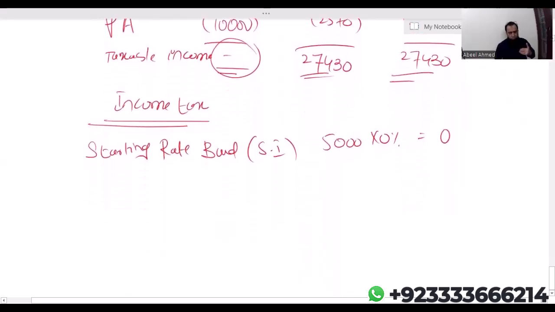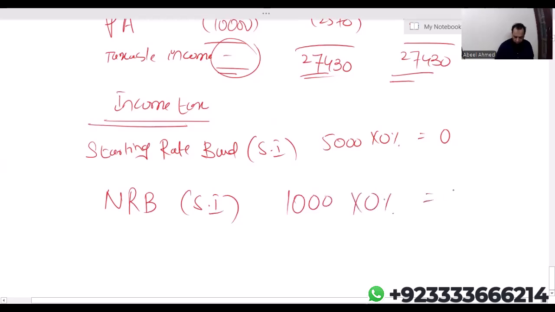Fine. I'll give you more variety as well. Just wait. Now, next point is you have to check for the nil rate band as well. Obviously, this individual is having total taxable income 27,430, which is not exceeding the basic rate band limit. So this individual is a basic rate taxpayer, so gets nil rate band 1,000 pound for the saving income. Nil rate band saving income 1,000 pound, 0% is obviously 0.